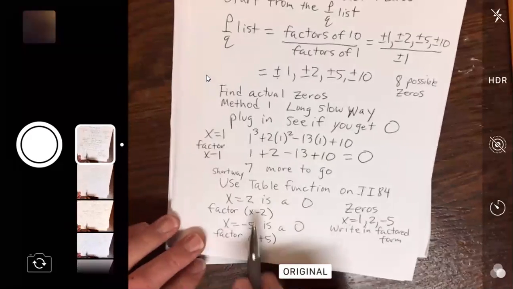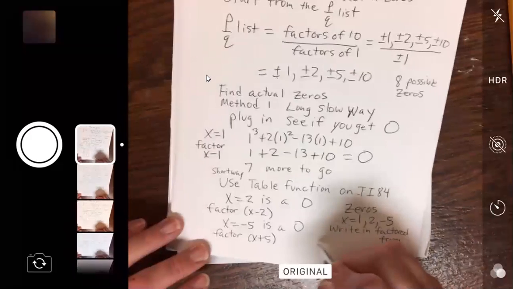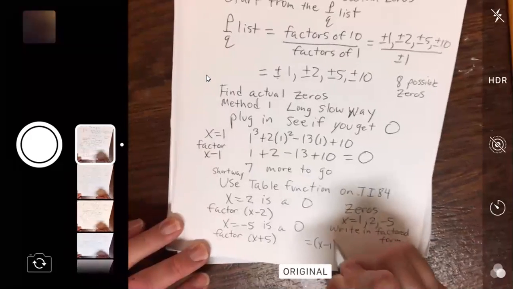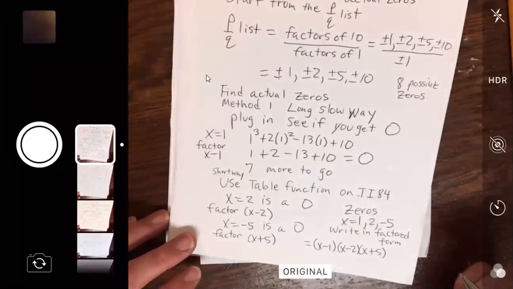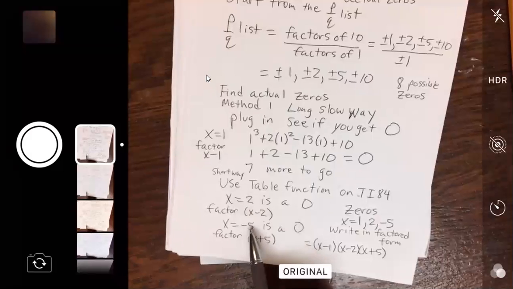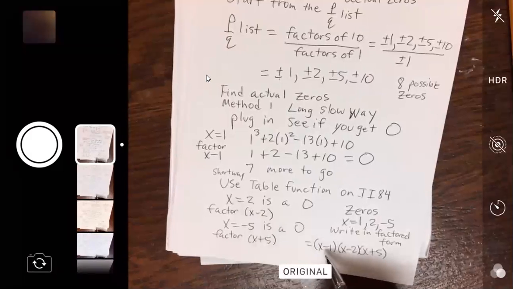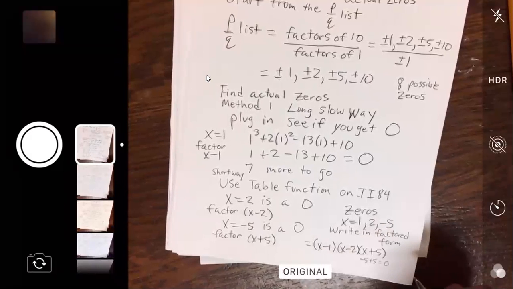That's why I wrote these factors underneath. The factored form, I simply multiply the factors. So it's equal to x minus 1, x minus 2, and x plus 5. Have we lost anybody? Why is it x plus 5 if you've got a -5? Because you have to be able to put in -5 and get 0. So in the factored form, if I have -5 here, -5 plus 5 equals 0. Okay, that makes sense now.